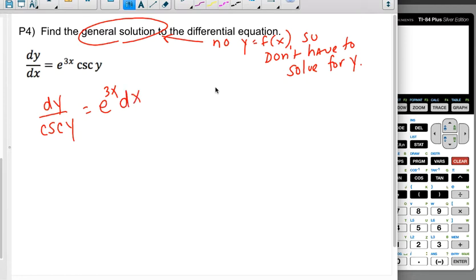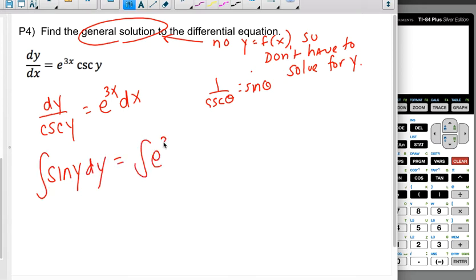Now, again, same trick is to notice that 1 over the cosecant of theta is the same as the sine of theta. And if you remember that, it's going to make your life a lot easier because you're going to realize that this is actually sine of y dy, which is way less stressful. And on this side, I have e to the 3x dx. So when you integrate sine, the antiderivative of sine is negative cosine of y. And on this side, if you can just jump to this being 1/3 e to the 3x plus c, that's great.